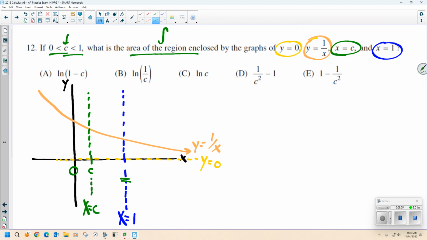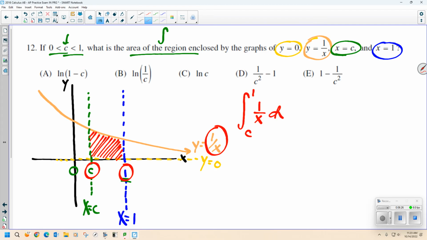X equals c. They want the area of this shape right here. Okay? So I'm going to integrate that. I'm going to integrate from my lower bound, c, to my upper bound, 1, my function. You always need dx. Now, this is multiple choice, so you don't have to show appropriate work, but I'm showing you as if this were a short answer problem.